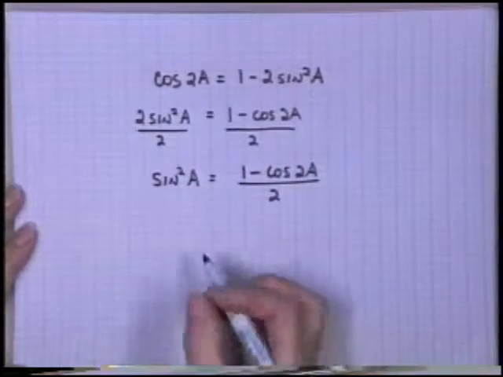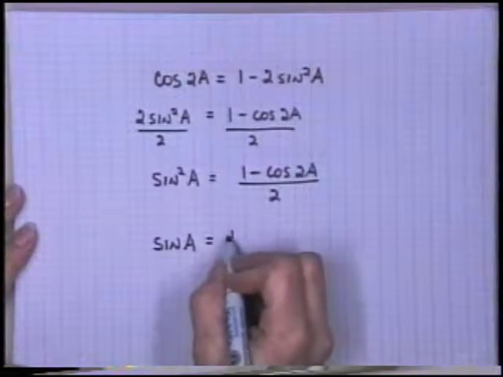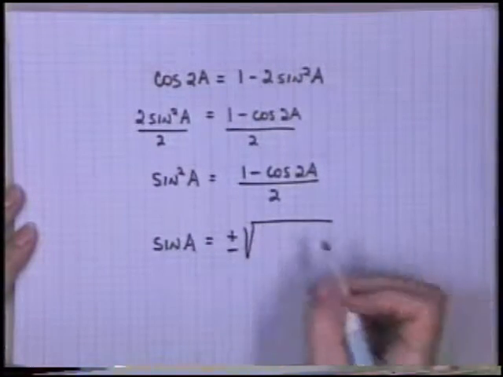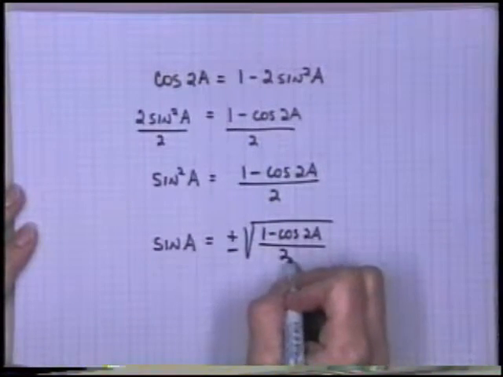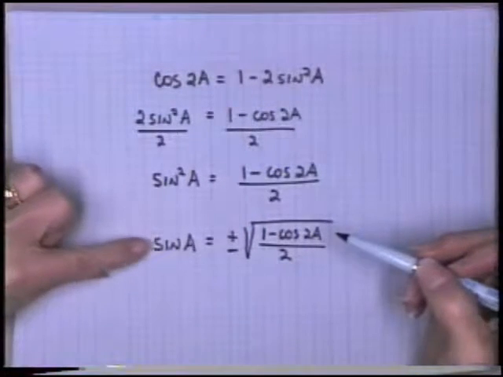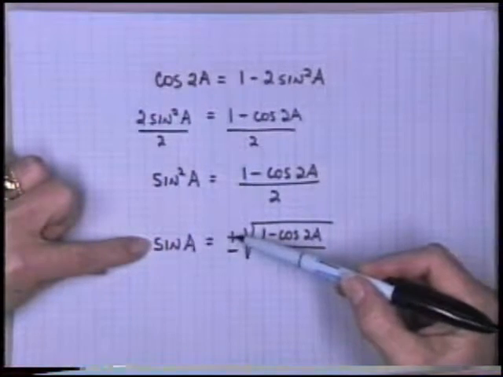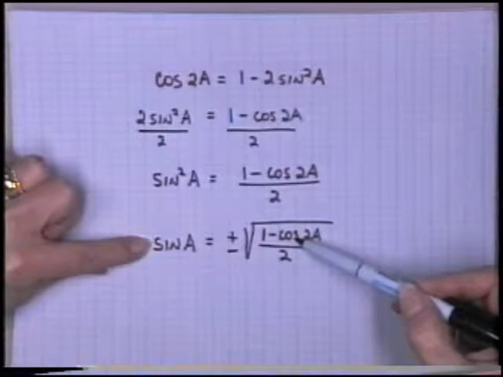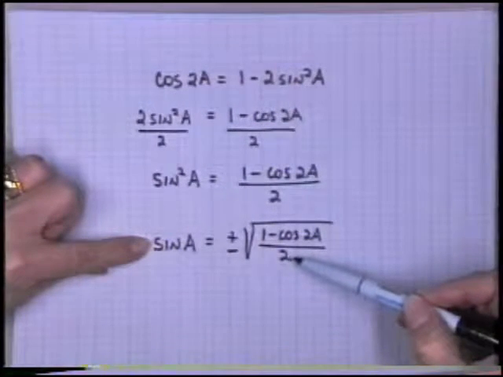Since we don't know what angle A is, I would have to decide whether to use a positive or negative square root here, depending on the quadrant for A. But having taken that square root, notice it's really the double angle identity, but in a different format here. The sine of angle A can be found by choosing either the positive or the negative square root of 1 subtract the cosine of twice whatever A is, all of this divided by 2.